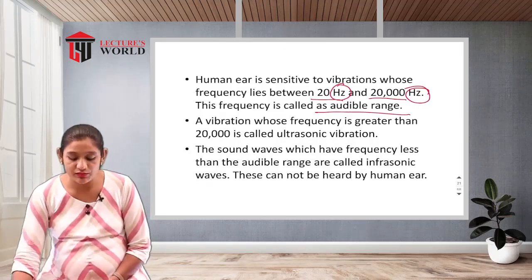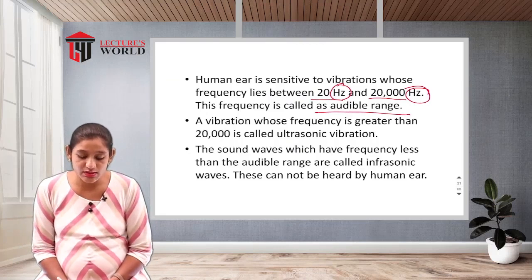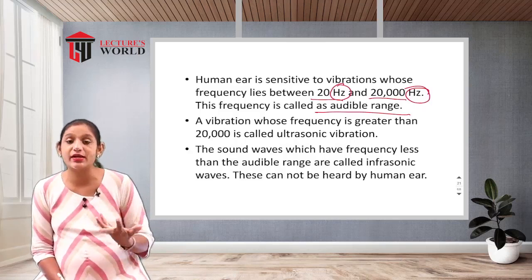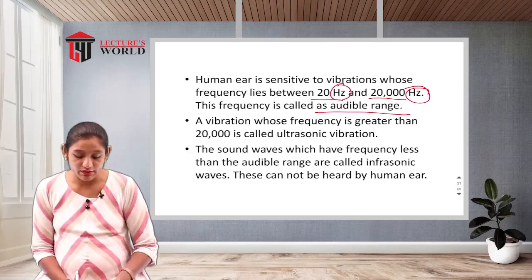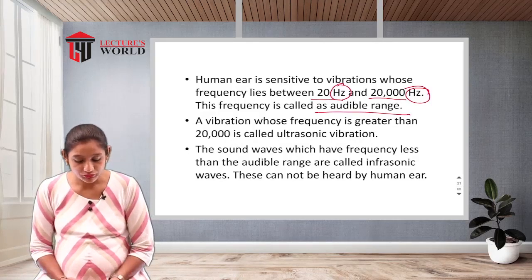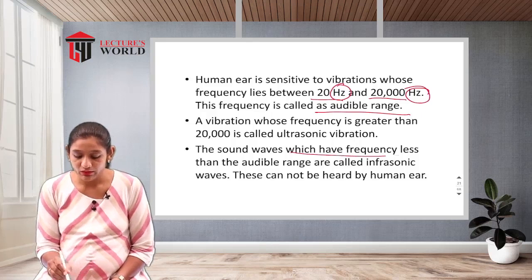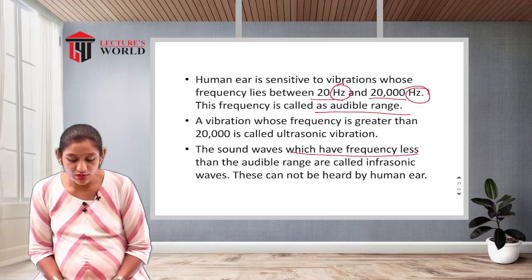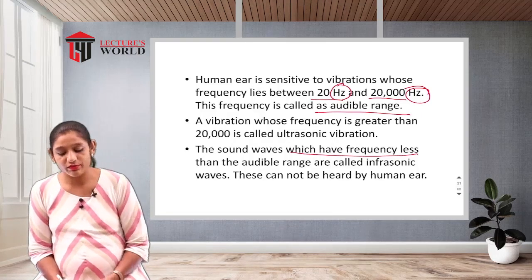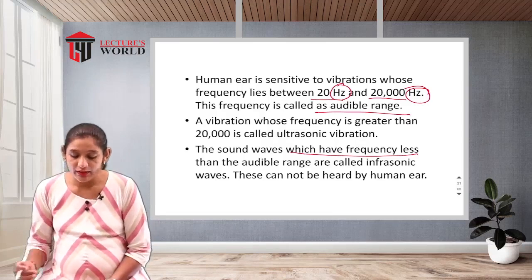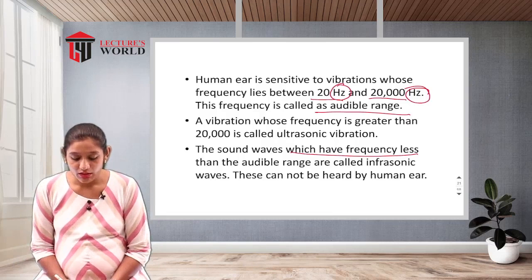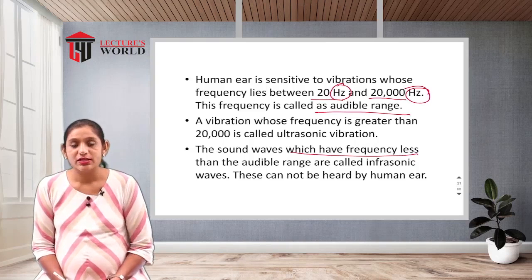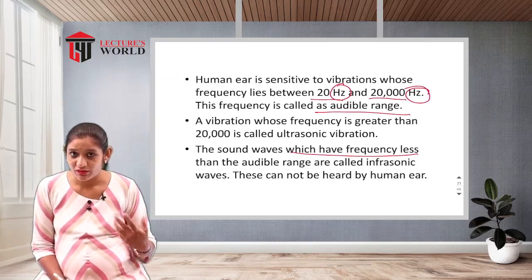A vibration whose frequency is greater than 20,000 Hz is called an ultrasonic vibration. The sound waves which have frequency less than the audible range are called infrasonic waves. These cannot be heard by the normal human ear.